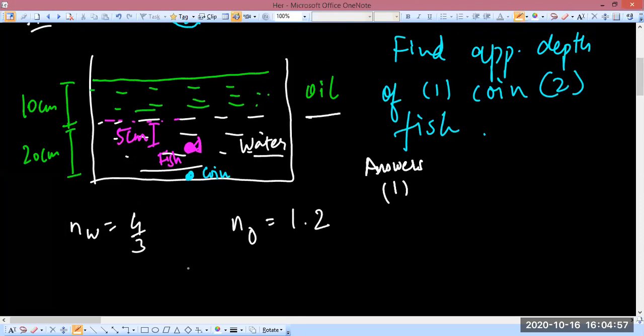We only had to use the formula, so 10 centimeter will become 10 upon 1.2 and 20 centimeter will become 4 by 3, so that is 15. And divide this 10, so it becomes 100 by 12. 100 by 12 is 8.5. I get the exact answer, why are you getting this?